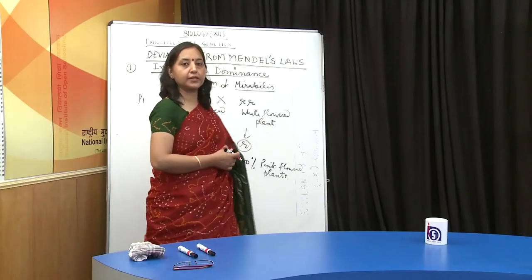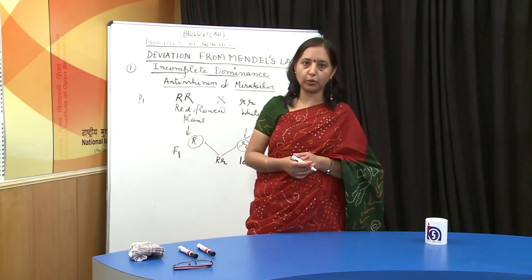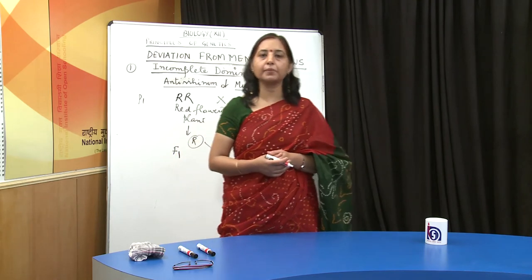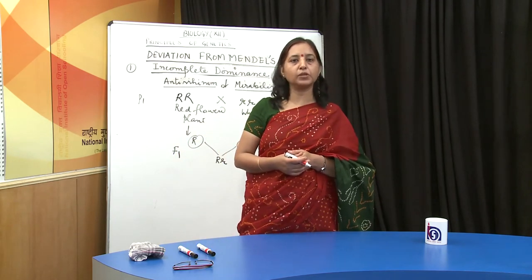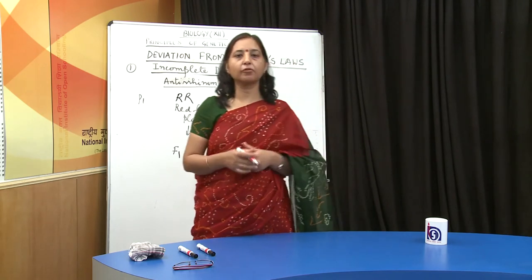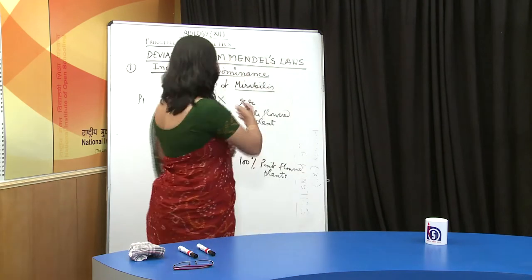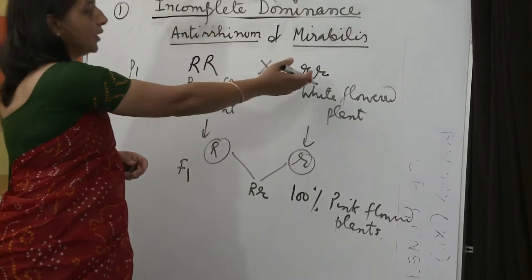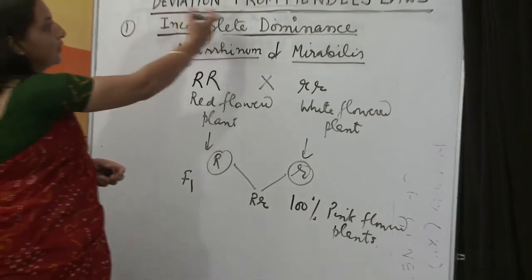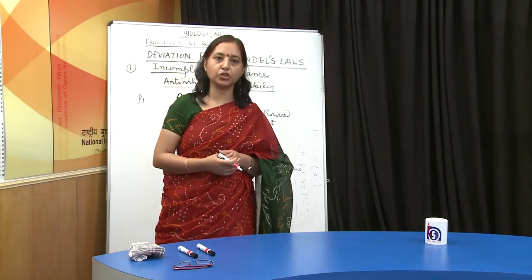Now this was explained in the manner that red color is not completely dominating over white. Therefore, the F1 hybrid, that is the first generation, becomes midway or intermediate between the two parents. So it's neither red nor white, and it is found to be pink in color, that is intermediate or midway, since capital R is not completely dominating over white color, that is small r. That was the first deviation from Mendel's laws, and it was postulated as incomplete dominance.